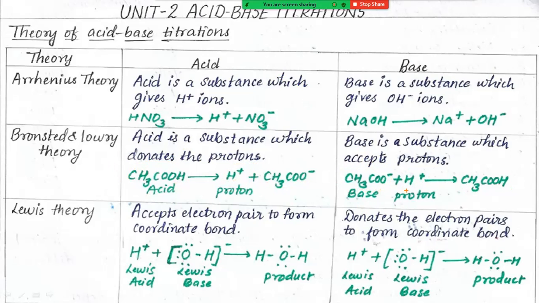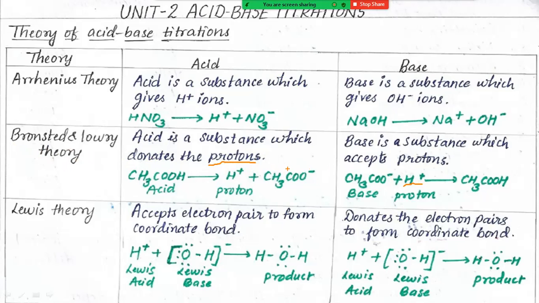Because this compound is accepting H plus ions. Here, the Bronsted theory is mainly based upon the donating or accepting of protons. If a compound is not donating or accepting protons, then we cannot identify it by Bronsted theory. It is only based on proton donation and proton acceptance, right?